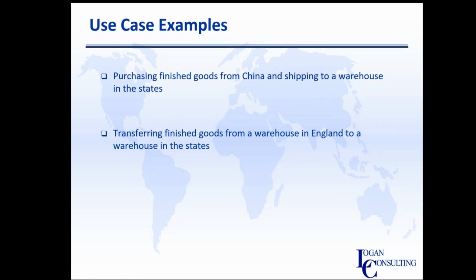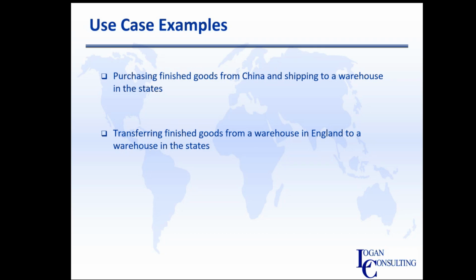Moving on to some use case examples, you can use landed costs if you're purchasing finished goods or raw materials from a vendor in China and shipping that to a warehouse in the States. You're going to need to account for land transportation, maybe sea or air transportation, and all of that impacts your inventory when you land it in the United States. We want to get good and accurate estimated costs and actual costs once we actually get the transportation vendor invoice.